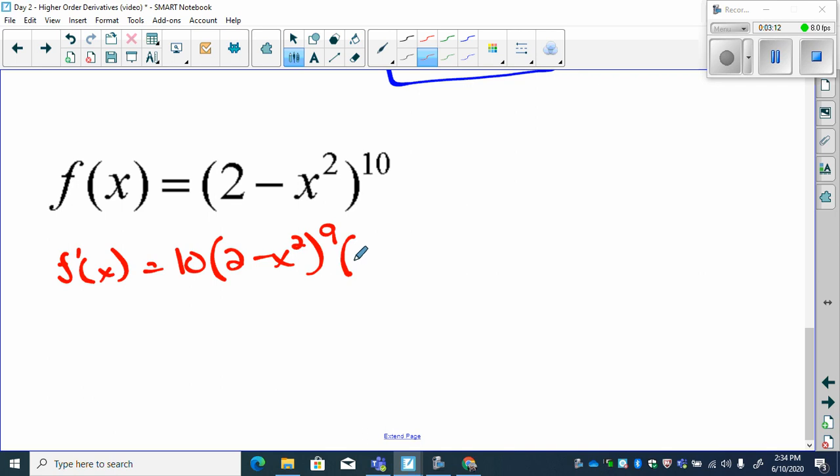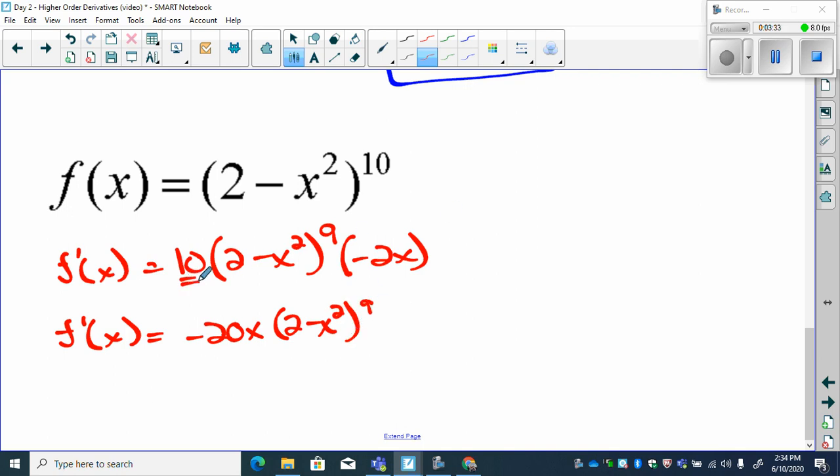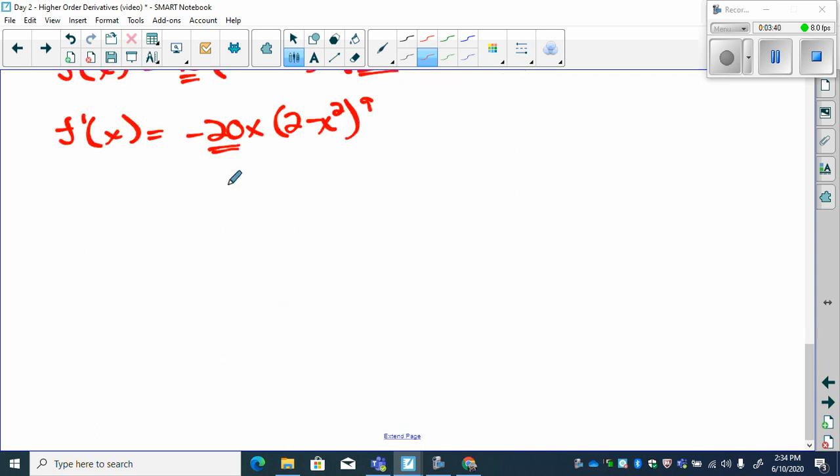What's the derivative of negative x squared? That would be a negative 2x. So instead of writing 0 minus 2x, I just write a negative 2x. And I will simplify this, negative 20x times 2 minus x squared to the 9th. So the negative 20x came from multiplying the negative 2x times the 10. And now, to do the derivative of this, I got to do a product and chain rule.